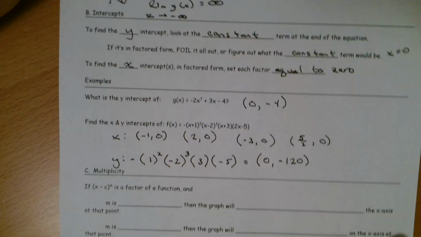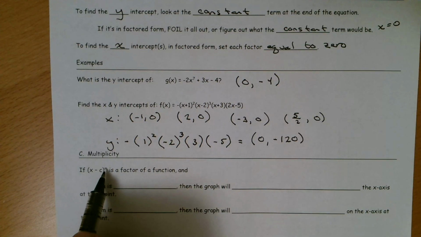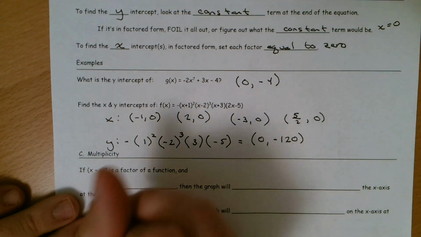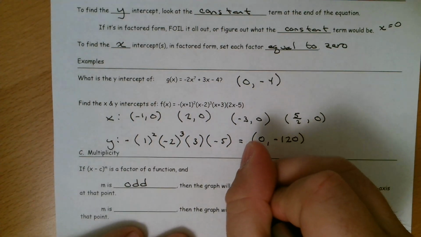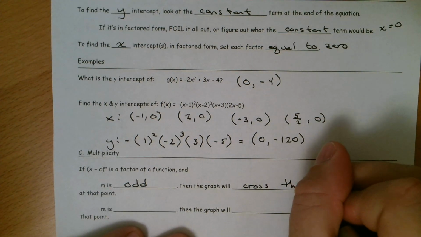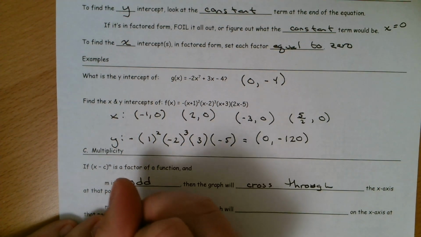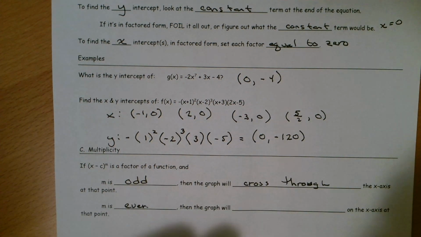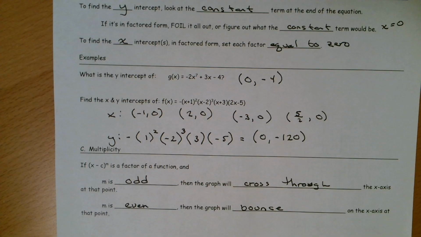Okay, now let's do a little bit of multiplicity review from the last section. Recall that multiplicity is the amount of times that a factor shows up, or the exponent on that factor. If m is odd, then our graph will cross through the x-axis at that point. And if m, the multiplicity, is even, then the graph will bounce on the x-axis at that point. Just a little bit of review.